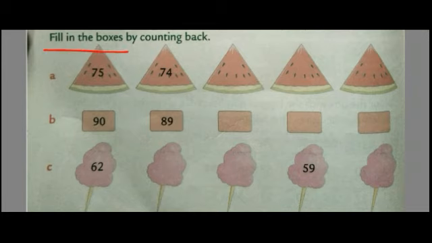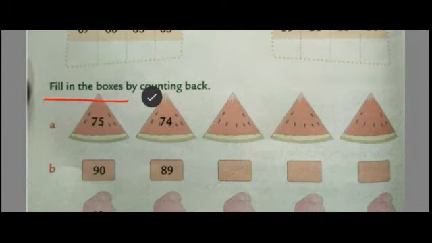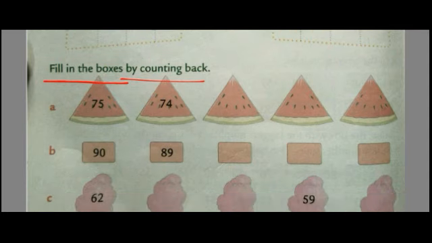Fill in the boxes by counting back. Here we need to count back. That means simply we have to do a backward counting. Okay. See the first one. 75, 74. What will be the counting when we do backward counting? 7 will remain as it is. What here? See the numbers in the ones place. 5, 4. So here will come 3. 73. Then 72. Then 71. Backward counting is going on.